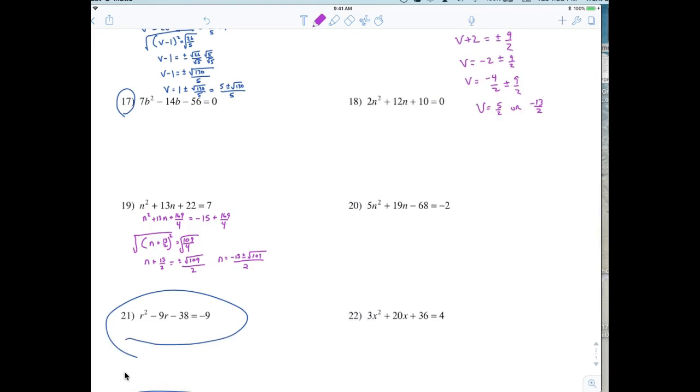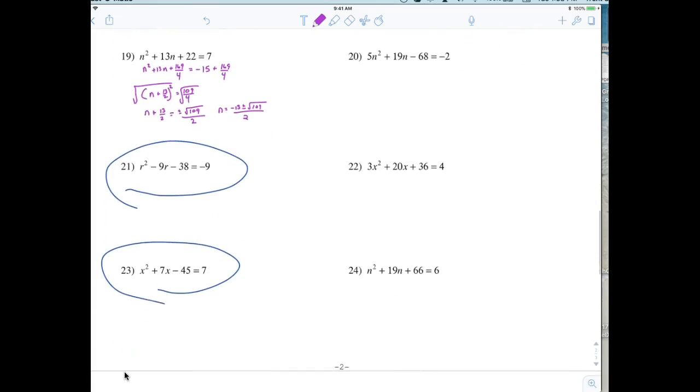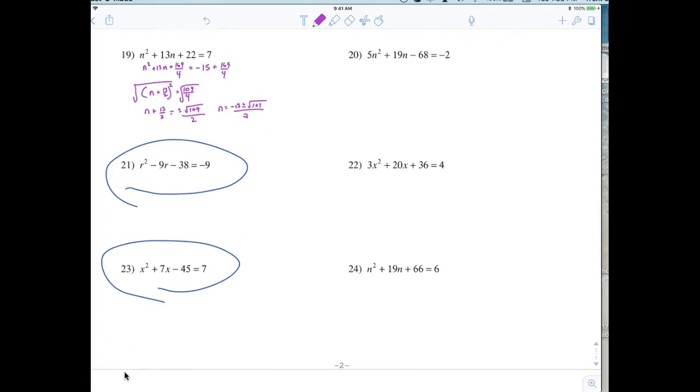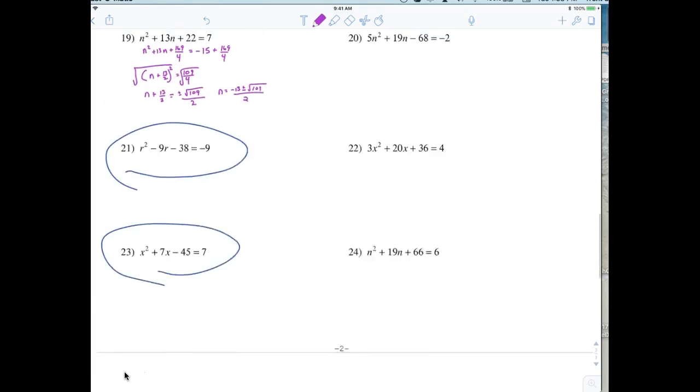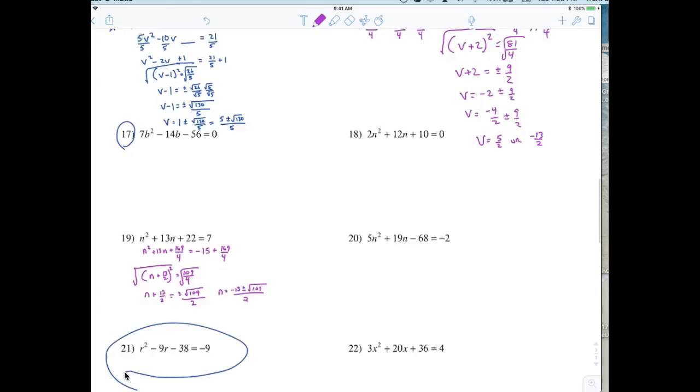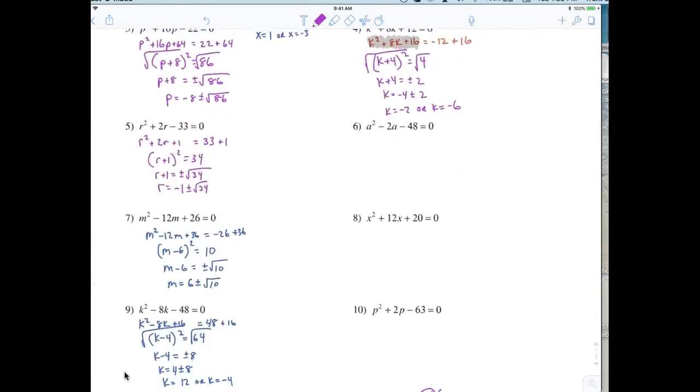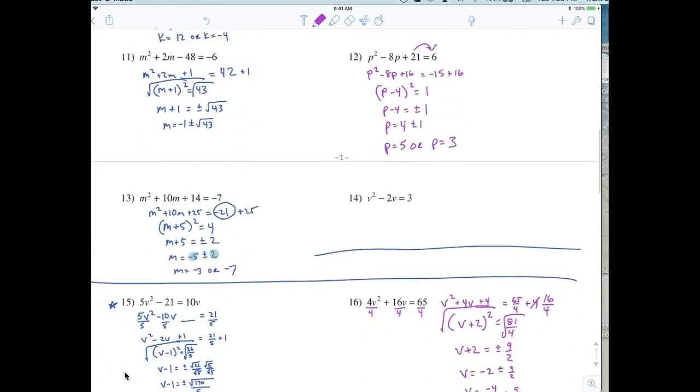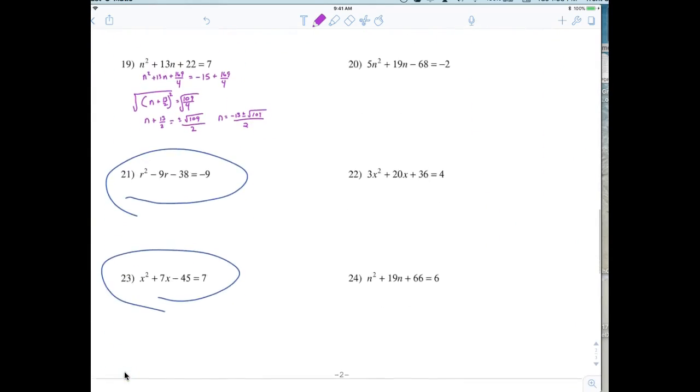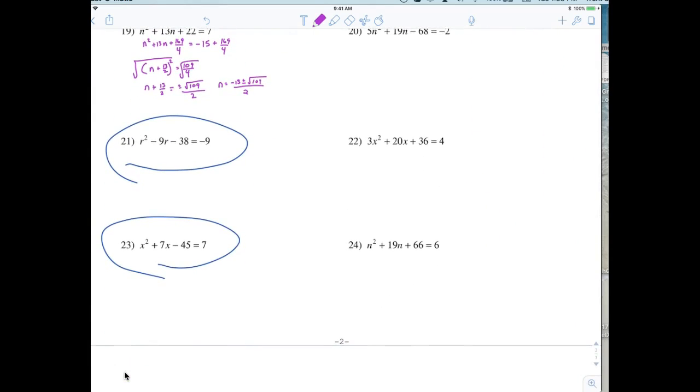So here's what I would like for you to do. I want everybody to circle 21 and 23. And then let's just finish up the odds. All right, that's not bad. Let's do the odds. Everybody work on the odds.